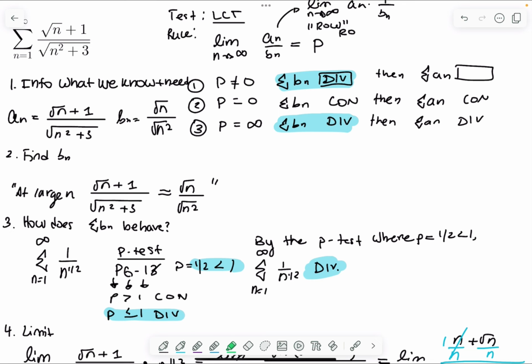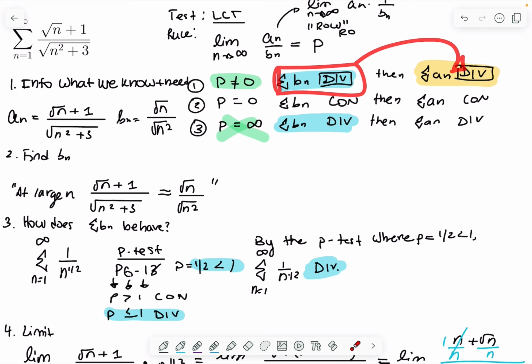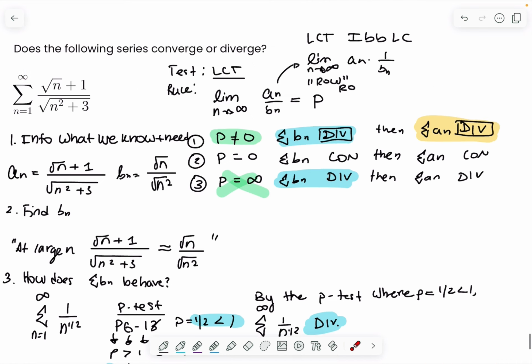That means that we have that rho is equal to a non-zero number, so it's not infinity. And because this is true and this is true, then we can say that the series A of n is doing whatever the series B of n is doing. So it's also going to diverge. So when rho is a non-zero number, for example 1, then whatever the series B of n is doing, the series A of n will also do the same. And so we can say that our series A of n diverges.